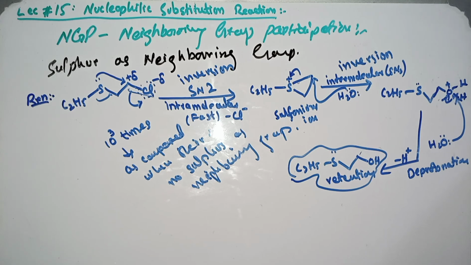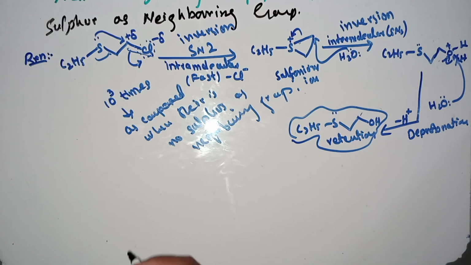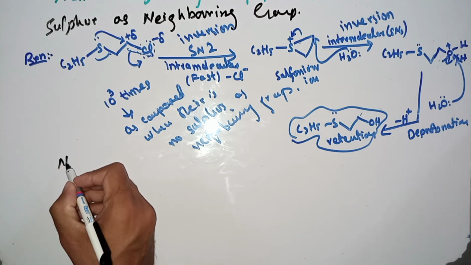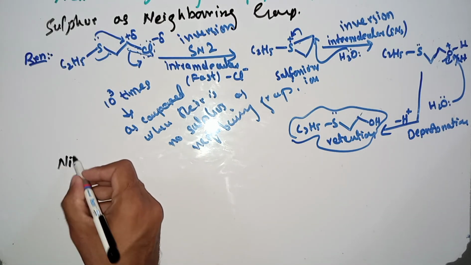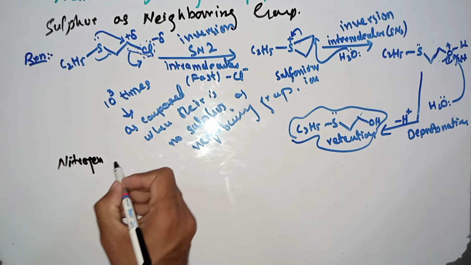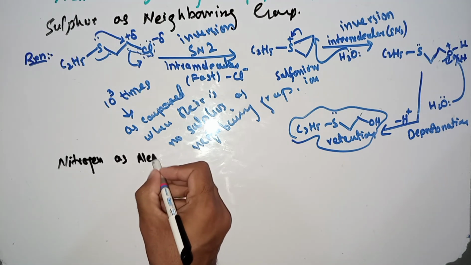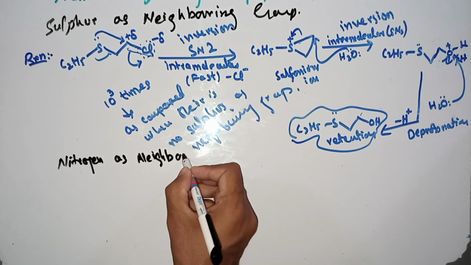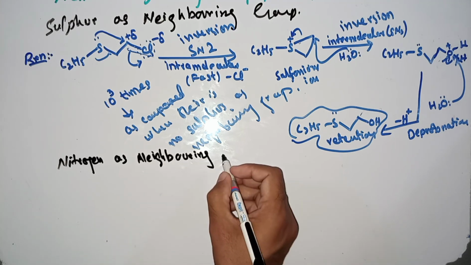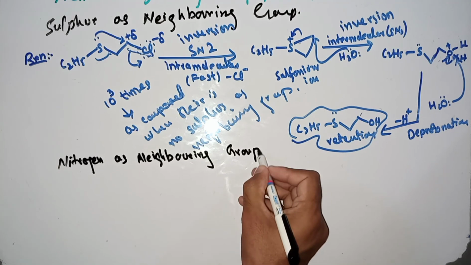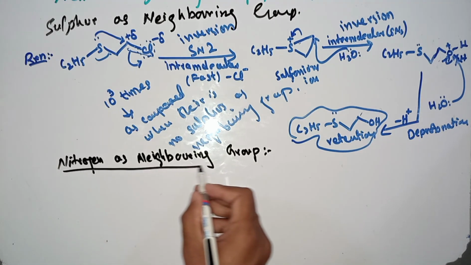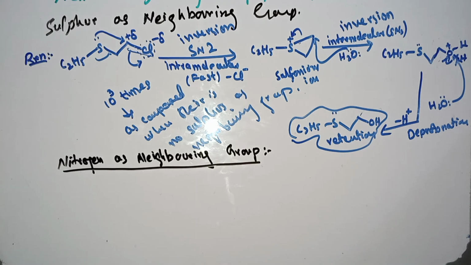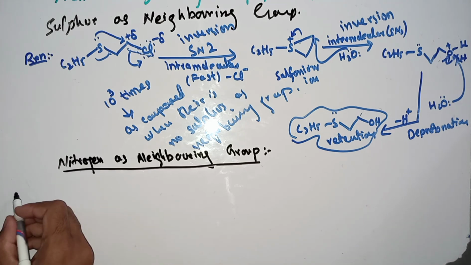Okay, let's move toward nitrogen as a neighboring group. When nitrogen acts as a neighboring group, what will be the effect of nitrogen on the speed of the SN2 reaction, on the rate of the SN2 mechanism? Let's start. Let's do one example on this.